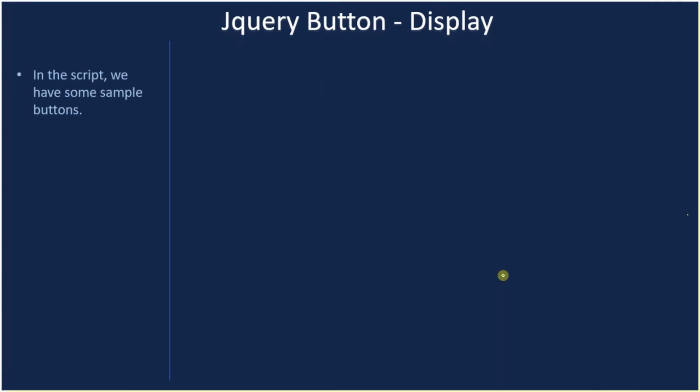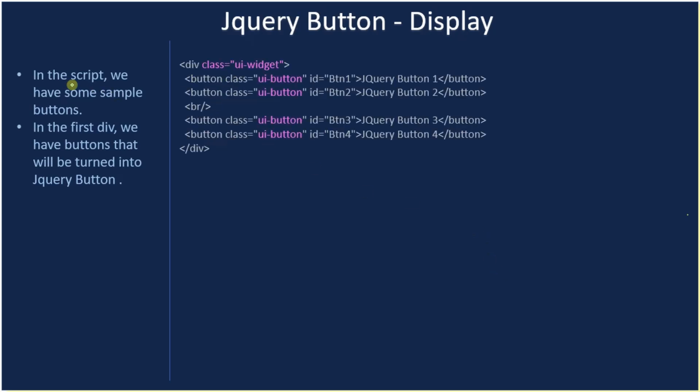In the script, we have some sample buttons. In the first div, we have buttons that will be turned into jQuery buttons. If you see, we have 4 buttons here, right? These are all normal HTML buttons. In the first div tag, we have buttons that will be turned into jQuery buttons. So all these buttons we want to turn into jQuery buttons.